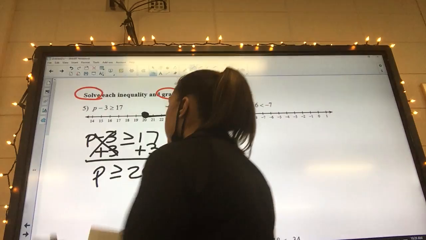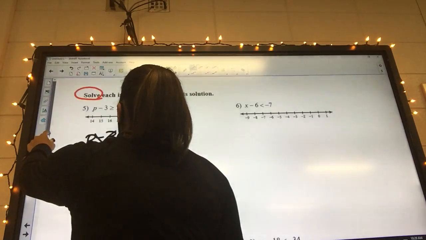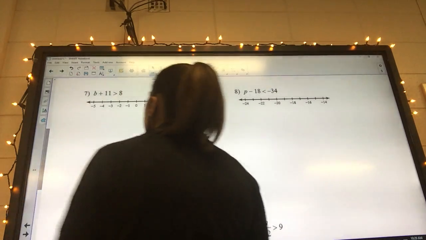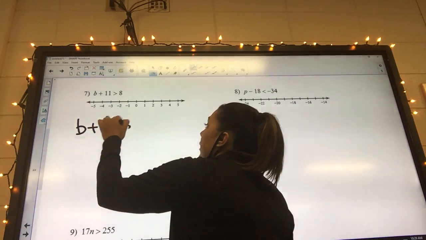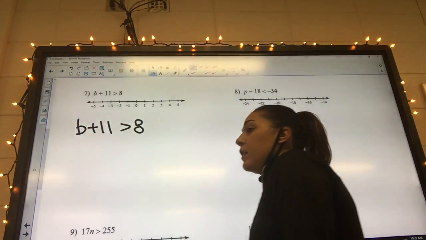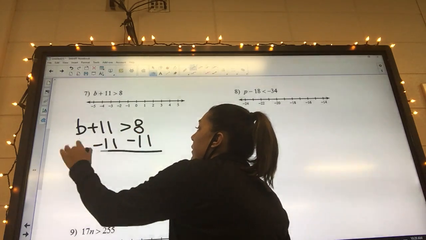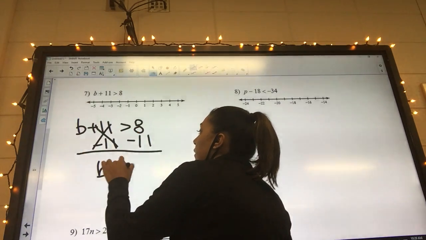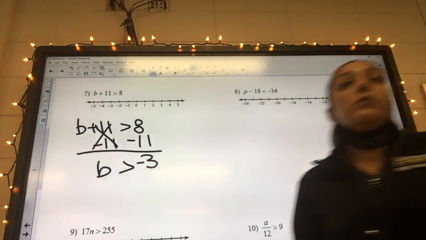Okay, the next section on here, same thing. They're just going to be one-step inequalities. And this one we did minus, so we're going to do a plus. Okay, so I got B plus 11 is greater than 8. Okay, so we need to get B by itself, so we're going to say minus 11, minus 11. It's going to be negative 3. Do we need to flip?